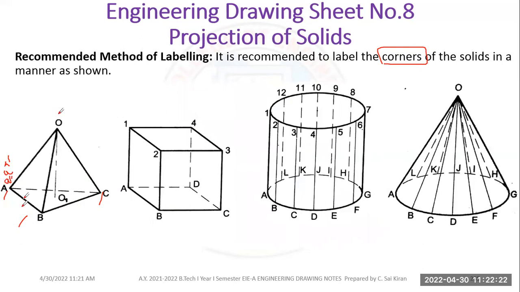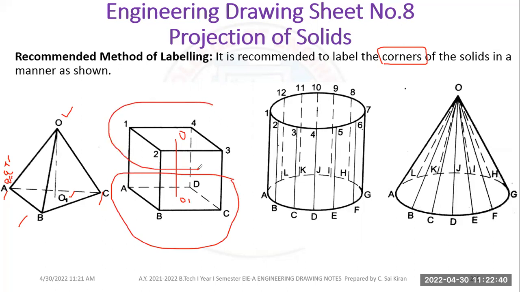And top will be numbers. Here, at the end of the axis you have to give O1, and at the top apex you have to give O. So this is my axis line. Here I have to give O1 and here I have to give letter O. The bottom four sides I have to give as A, B, C, D, and at the top I have to give numbers. So this you have to remember: whatever may be the case, bottom will be alphabets, top will be numbers.